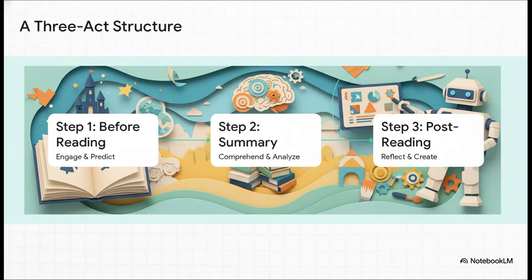So here's how it works. It's pretty straightforward. Act 1 happens before they even read a word. It's all about getting them hooked, sparking their curiosity, making predictions. Act 2 is during the reading. It's about making sure they actually get it, basic comprehension. But then, Act 3. This is after they've read, and this is where the real magic happens. It's all about reflecting on the story and then creating something to lock in that learning.